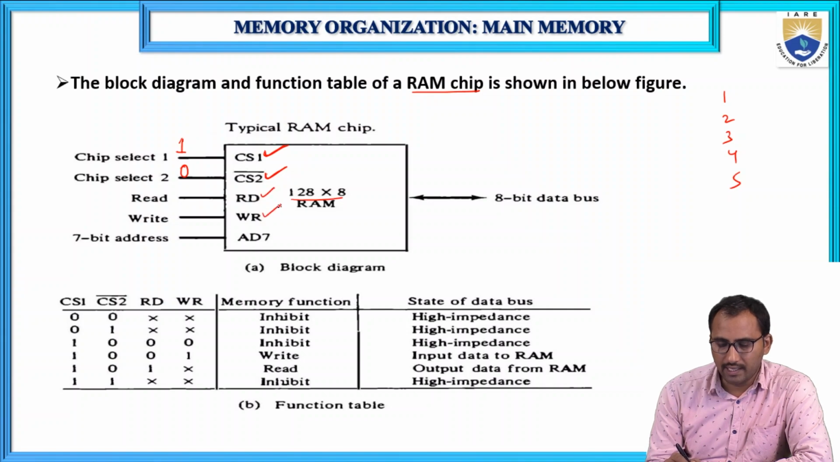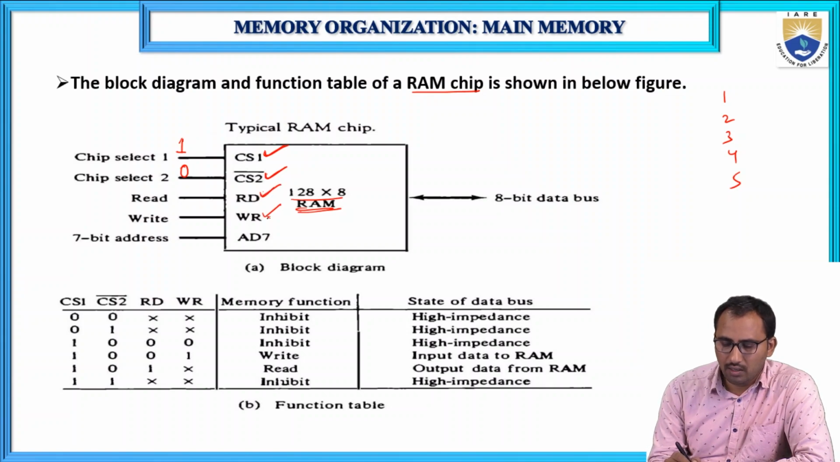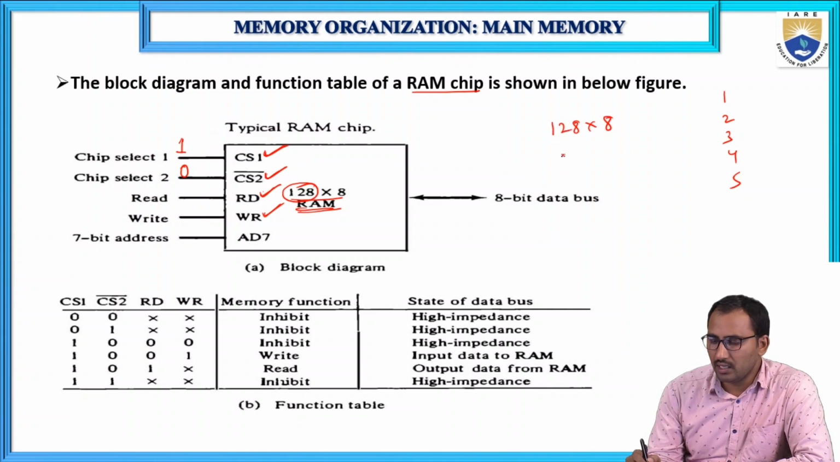And read and write. Because with RAM, random access memory, we can perform either a memory read operation or a memory write operation. So read and write. And 128 by 8. So how many memory locations are there? This 128 by 8 we can write as 2 power n into m. So this is a representation of the memory.